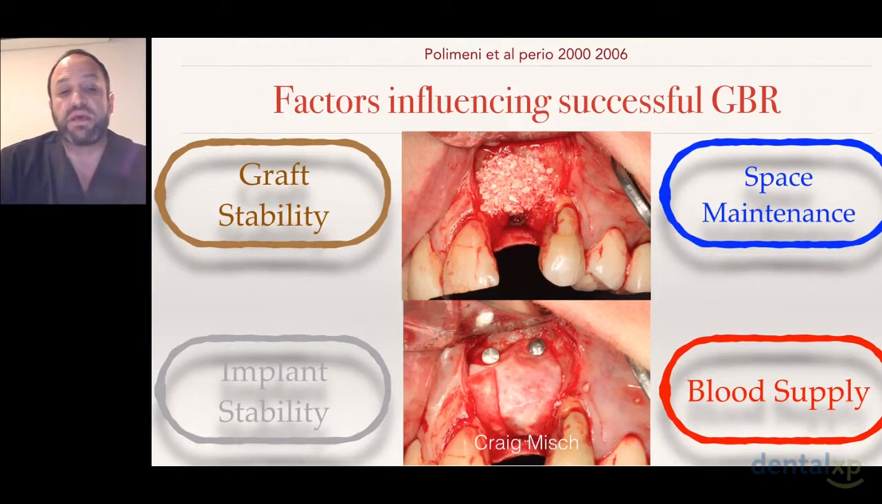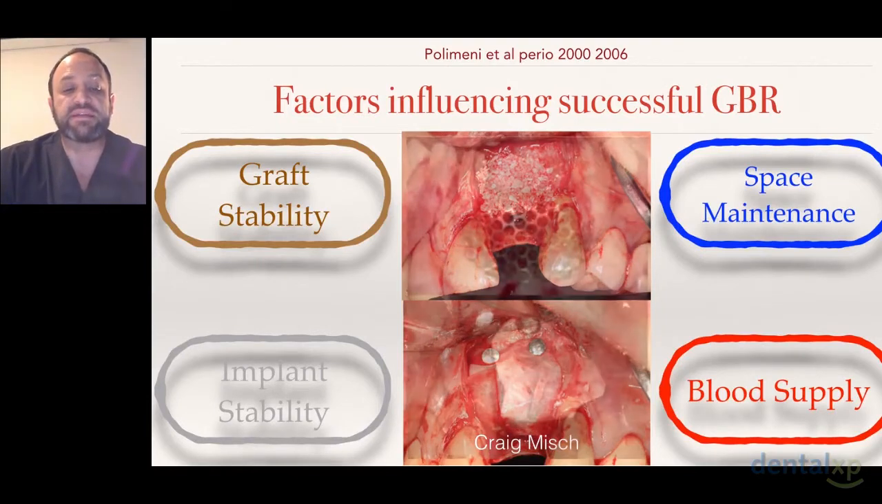A lot of times the membrane that we utilize to try and give us that graft stability dissolves a little bit too quickly, and as a result we either don't get a result or we get a very poor result. The other factor with these synthetic membranes that dissolve is they really don't give us the space maintenance that's required for good blood supply to flow into these areas.